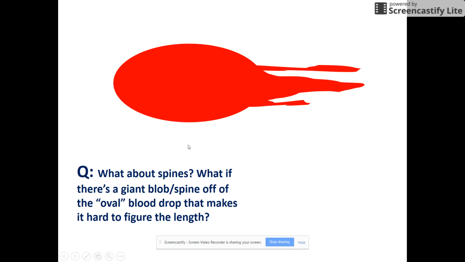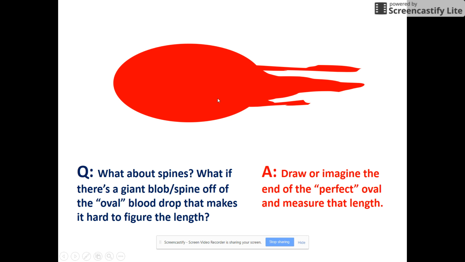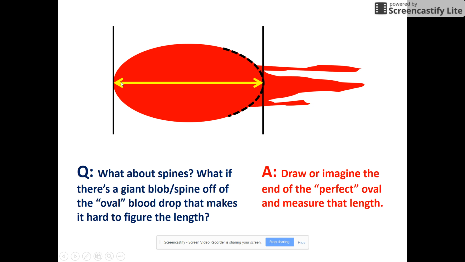Oh yeah, one more thing. Okay, what if you have a blood drop with all these spines sticking off it? And how do you decide what the length of that blood drop is? Where do you measure? Well, here's what you have to do. You have to draw or imagine the end of the perfect oval blood drop, okay? So you do not measure the spines. You just have to imagine, oh, here's where the ending of a perfect oval blood drop would be. That's exactly like this end here. And so the length of this blood drop would just be from here to here, the yellow arrow. Okay?